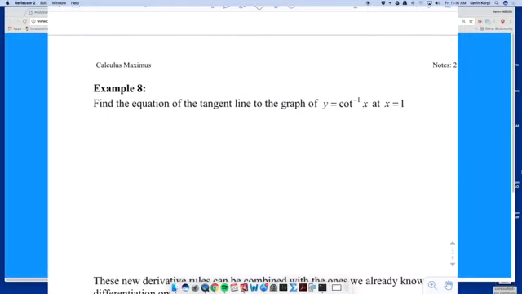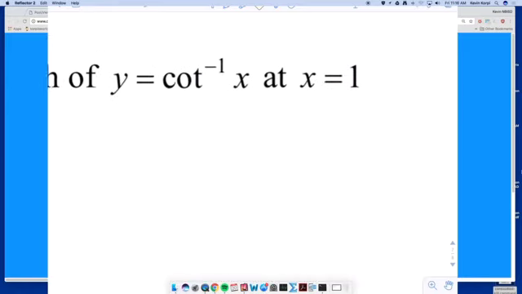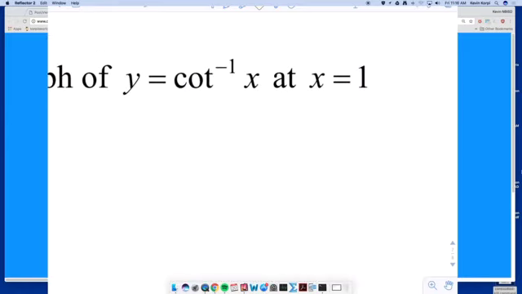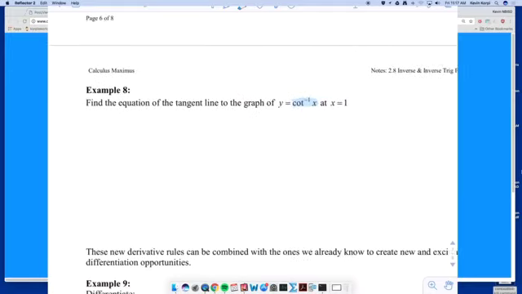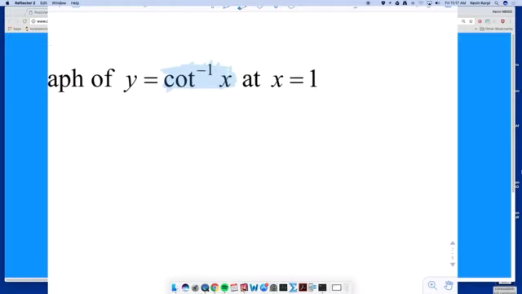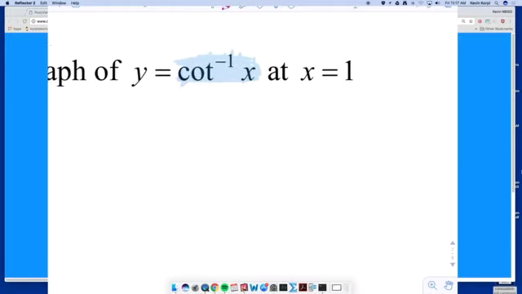Example 8. Find the equation of the tangent line to the graph of inverse cotangent at x equals 1. Now that is inverse cotangent or arc cotangent, not the reciprocal of cotangent. That would be tangent. So we don't need to know what the graph looks like. We just need to be able to find the equation of the tangent line. So what do we need for the equation of a line? We need a point and a slope.